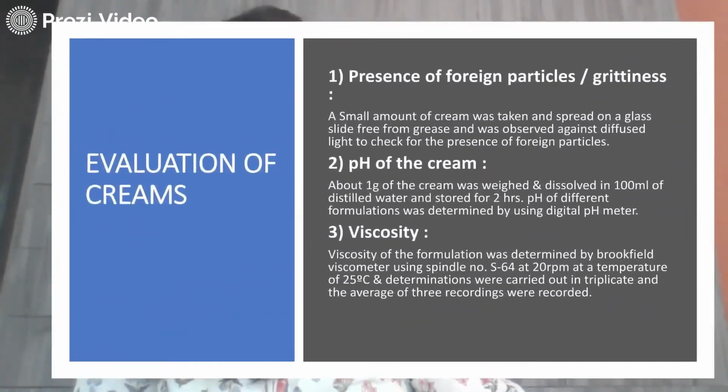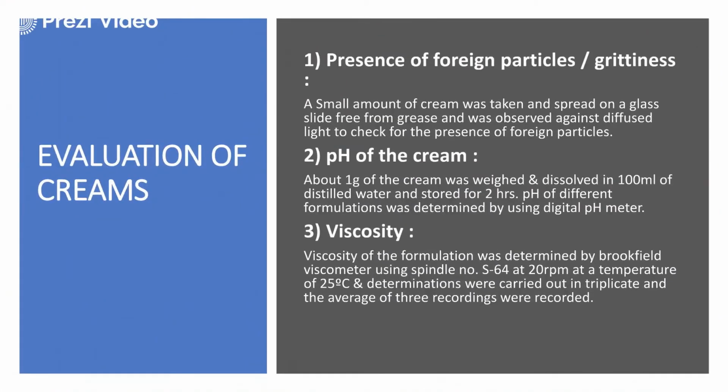Next, we move on to the evaluation of the creams. When we discuss the evaluation of creams, they have to be evaluated for certain parameters like the presence of foreign particles or grittiness. You must have seen while you use scrubs that you feel that grittiness. This type of grittiness is not expected for creams. So, creams should be a very smooth, homogeneous mixture. To test that, a small amount of the cream is taken and spread on a grease-free glass slide, and is checked for the presence of any foreign particles against diffused light.